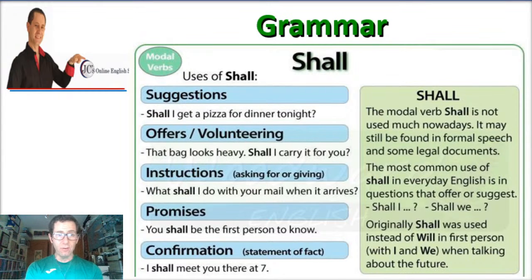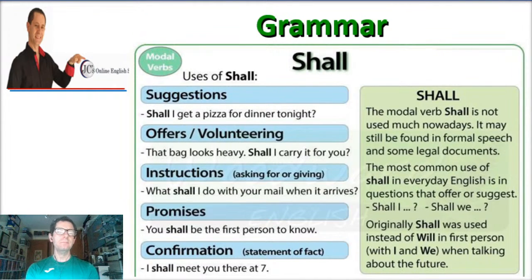It is also used for offers or for volunteering. For example, that bag looks heavy. Shall I carry it for you? Shall I help you? You are offering help. It is also used for instructions when you're asking for or giving something.